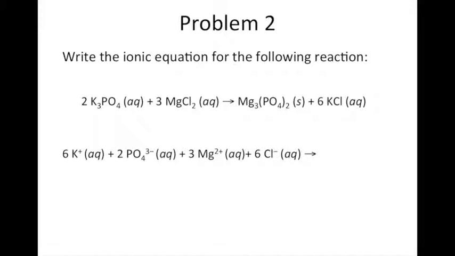Our magnesium phosphate is a solid, so we're going to write it just as is since it does not break apart into ions. And then our 6 moles of potassium chloride, that's going to give us 6 moles of potassium ions and 6 moles of chloride ions. So be sure to examine this and be sure you've included everything, correct charges, everything is balanced, and all the states are correct.